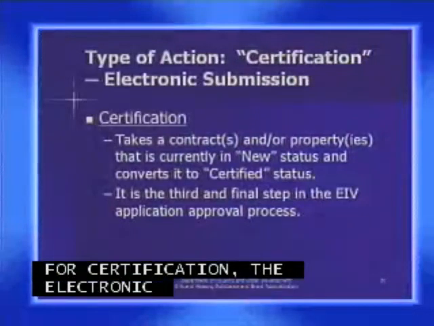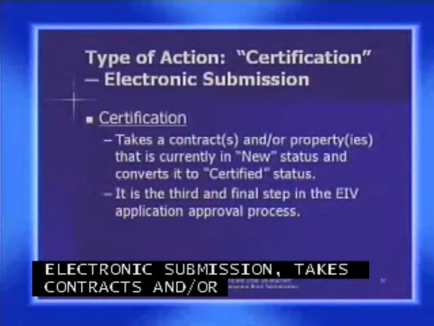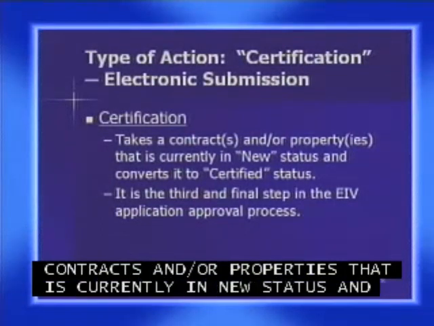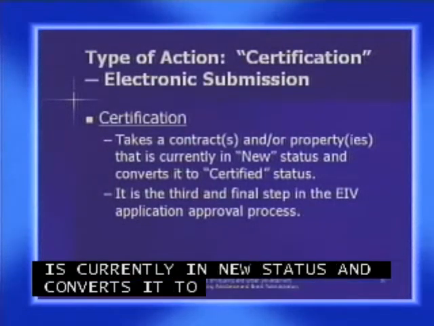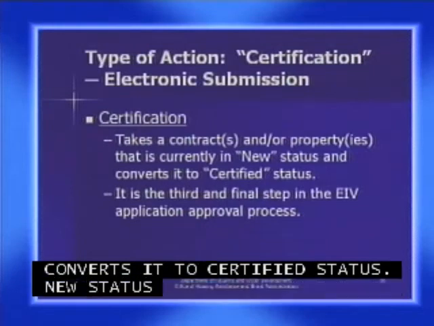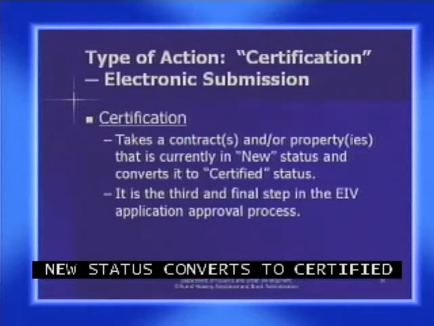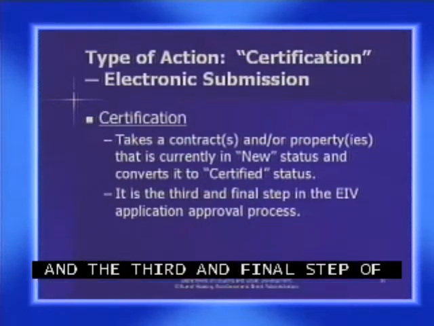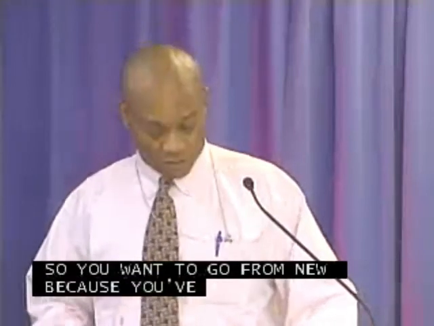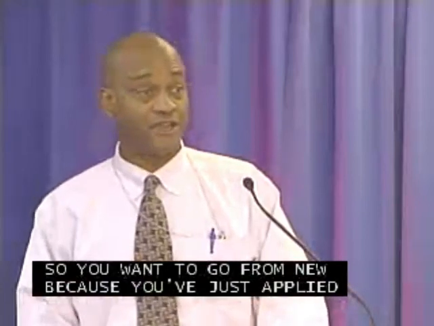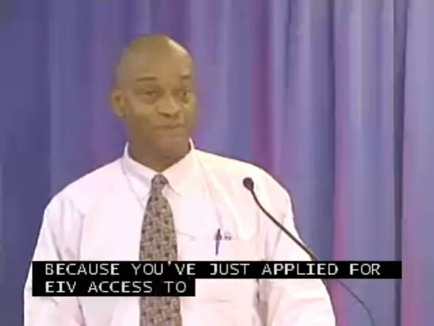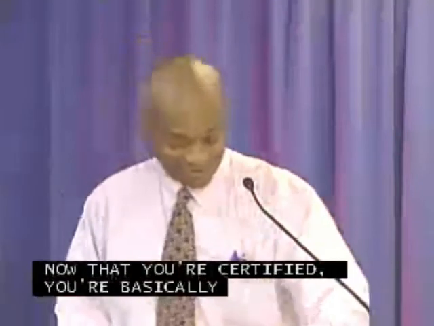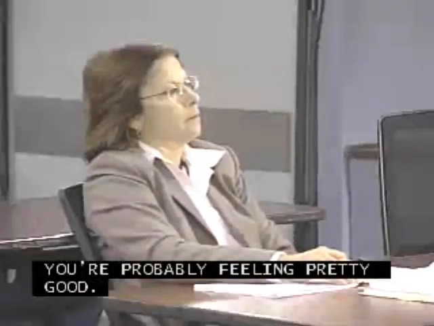Now for certification: the electronic submission takes contracts and or properties that are currently in new status and converts them to certified status. New status converts to certified status. This is the third and final step of the EIV application approval process. So you want to go from new, because you've just applied for EIV access, to certified. Now that you're certified, you're basically ready to go. You're probably feeling pretty good.